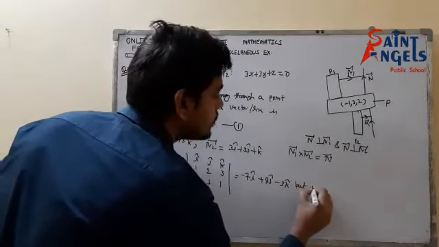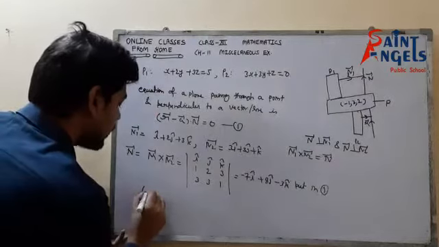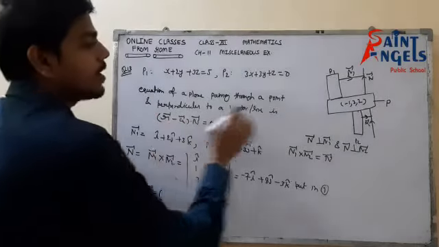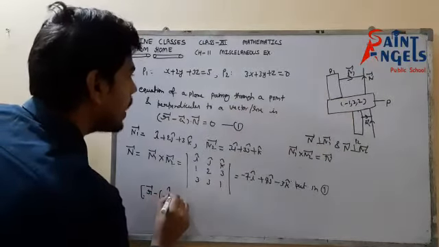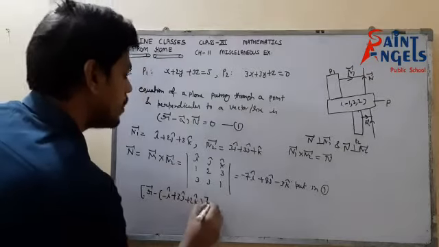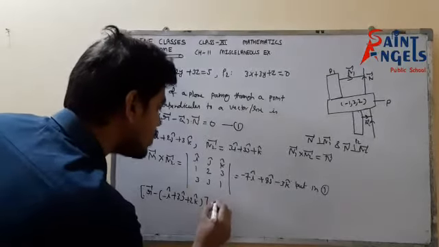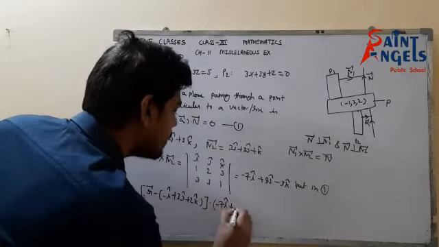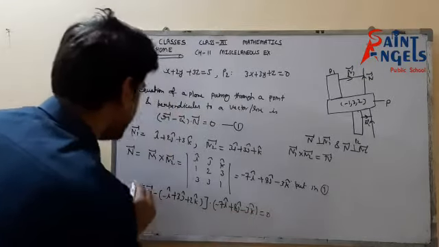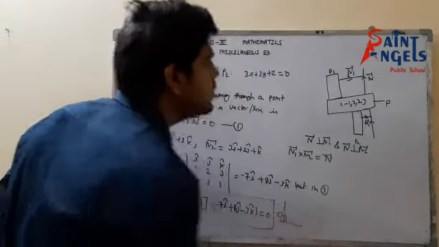Now put it in. So the equation of plane would be (r vector minus a vector) dot n vector equals 0. The a vector is minus i cap plus 3j cap plus 2k cap, and n vector is minus 7i cap plus 8j cap minus 3k cap. This is the vector equation of the required plane. I hope it's clear. Very easy question.